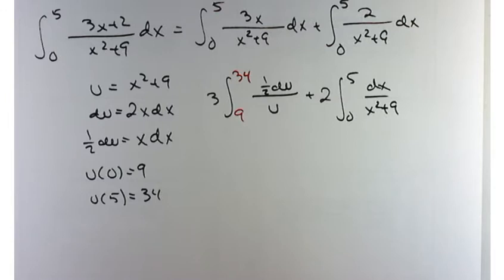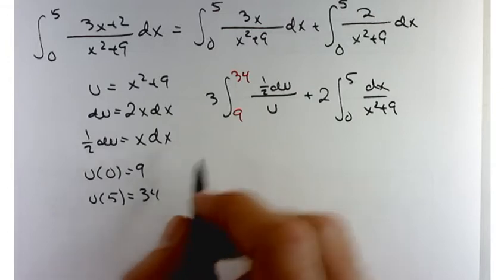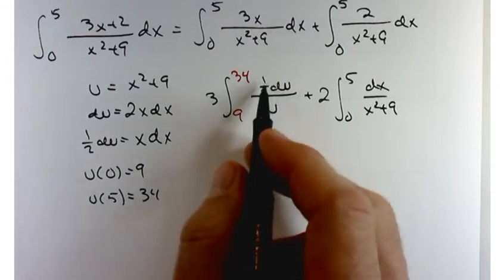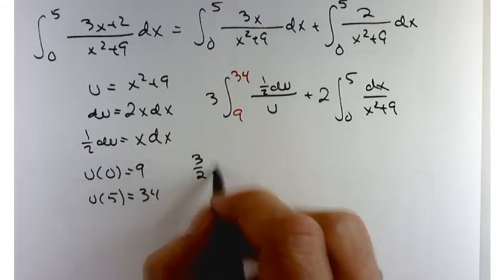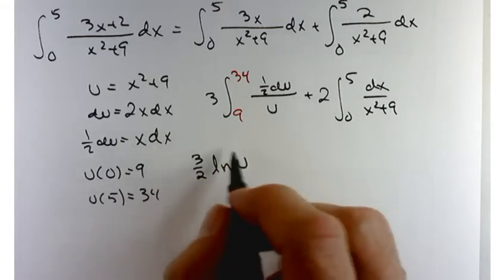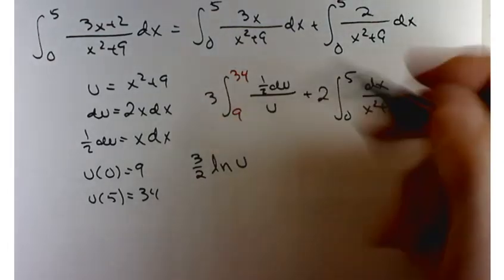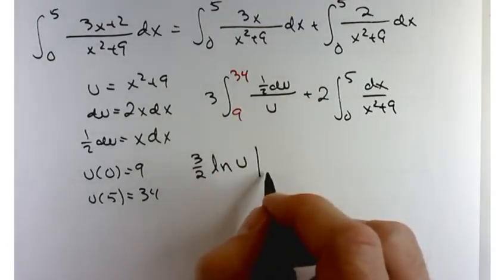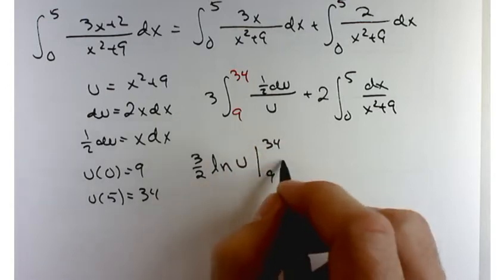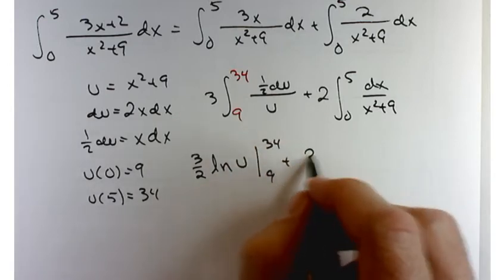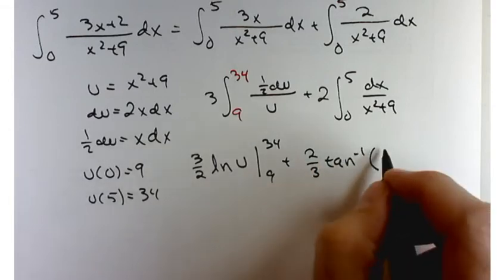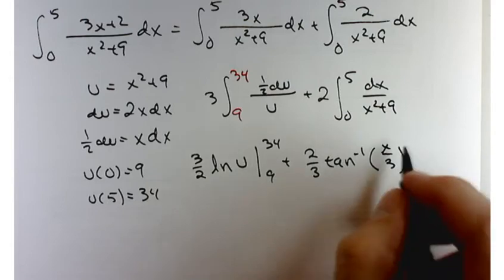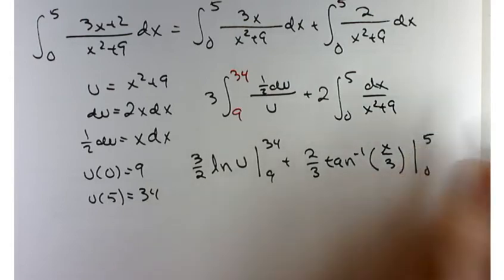Okay, so making some good steps. Let's see here. The 3 and the 1/2, that's a constant, so that'll come out front. 3/2 times the ln of u. I'd use the absolute values, but my limits here are going to be positive anyway, so I'm not going to bother. 9 and 34 plus 2/3 the arctan of x over 3 between 0 and 5.